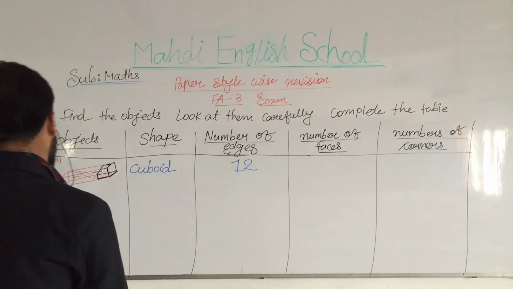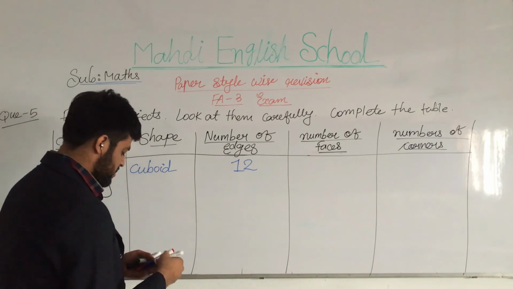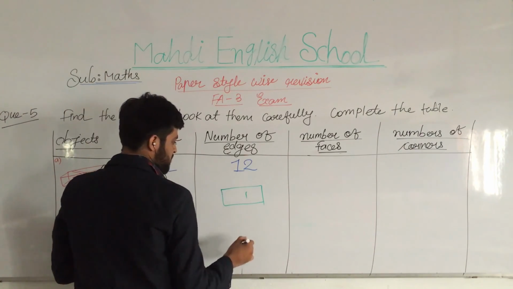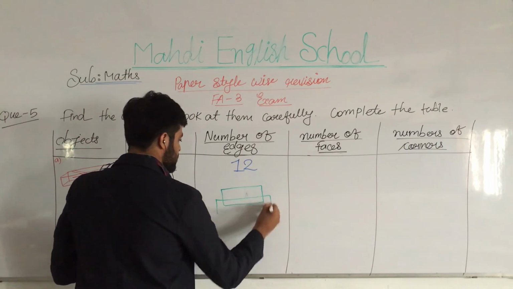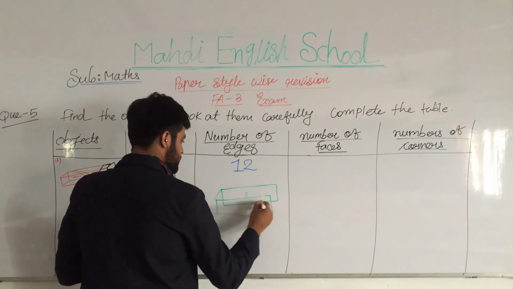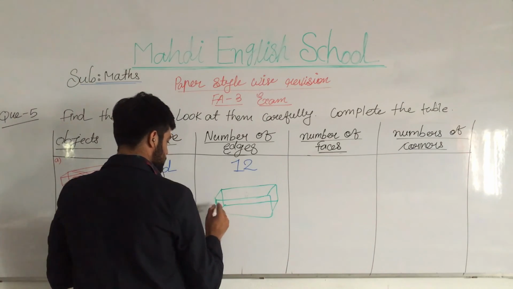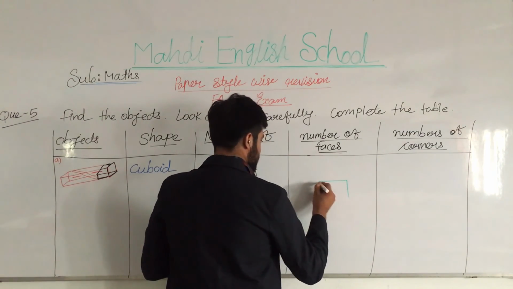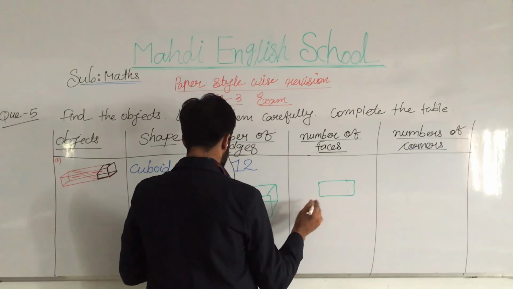How many faces does this box have, my dear students? 6 faces. So again I draw this. See, this is one face. Okay, got my points, my dear students. First of all, I draw the first. So I draw the faces here. See, this is one face.